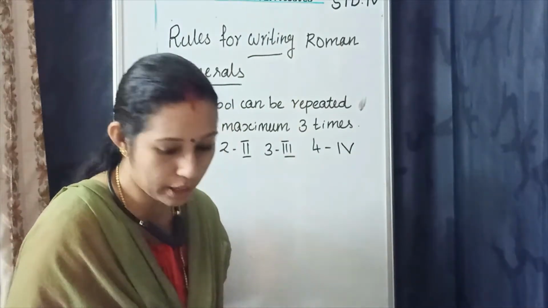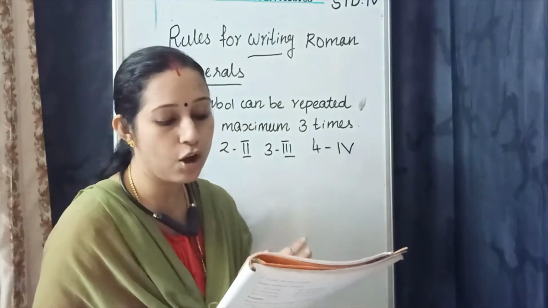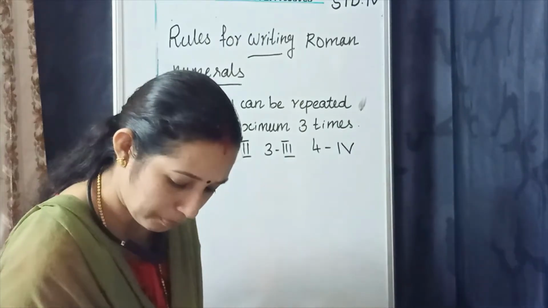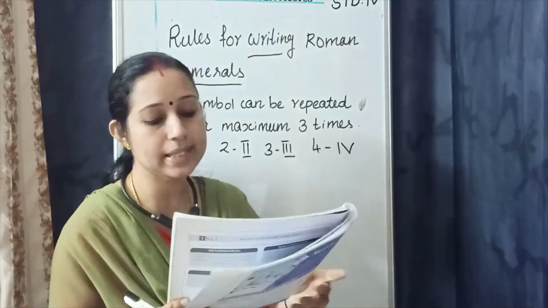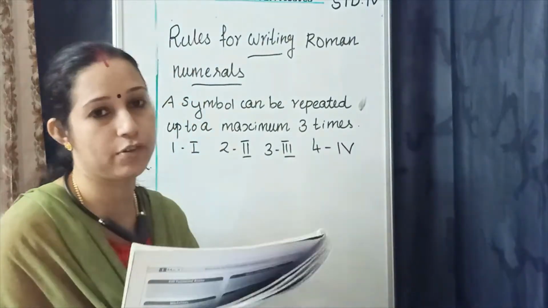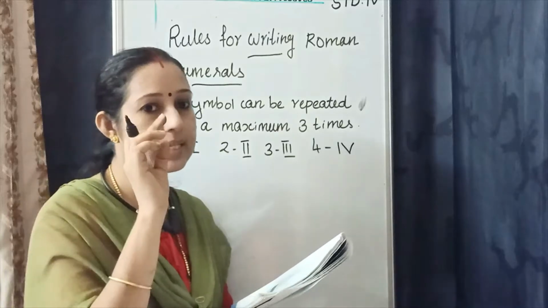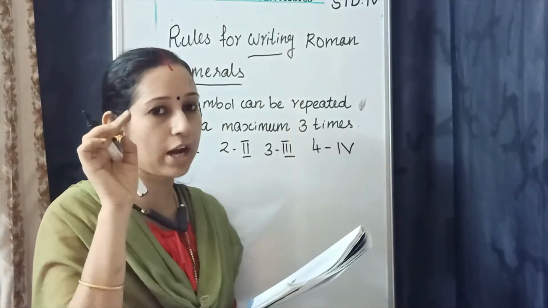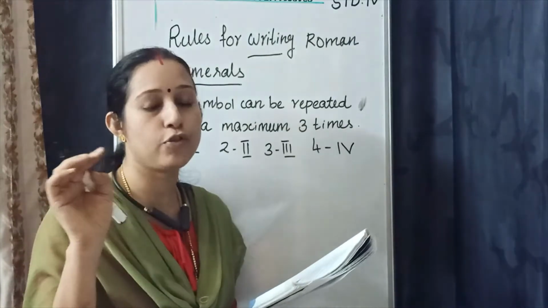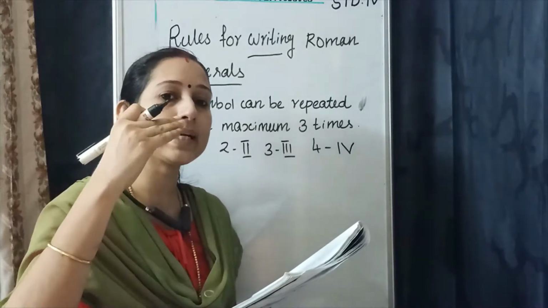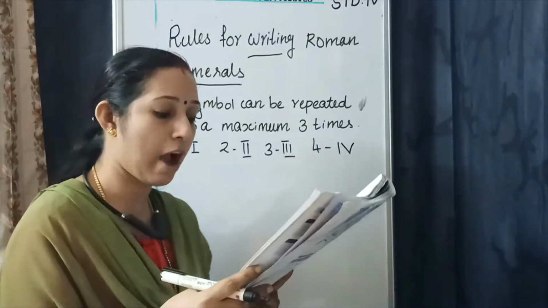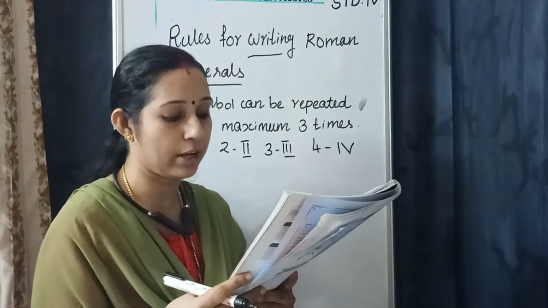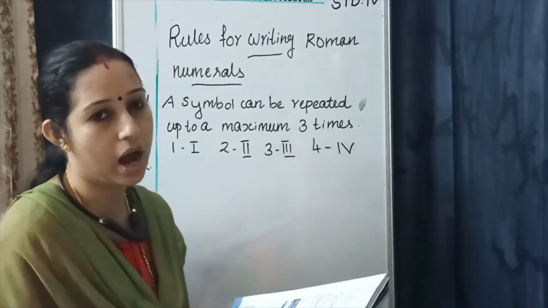And the second rule is, if a symbol is placed after a symbol of greater value, what does greater value mean? The value of I is 1, V means the value of 5. So V is greater than I. So if a symbol is placed after a symbol of greater value, their values are added.